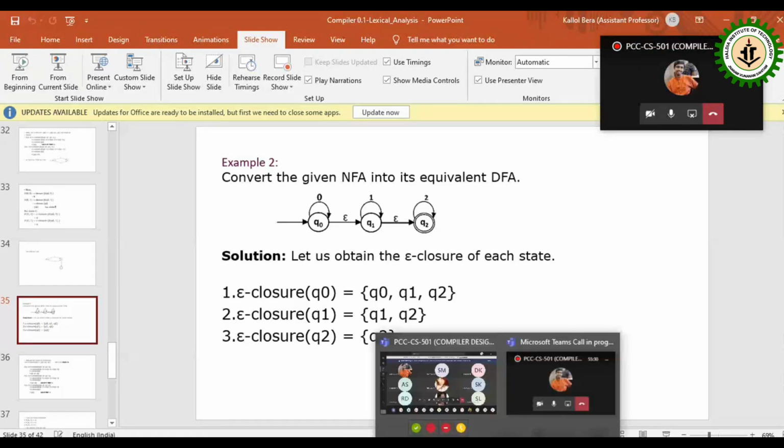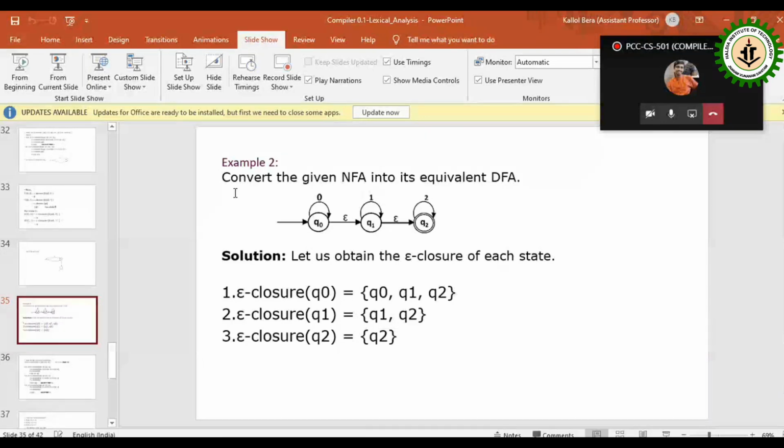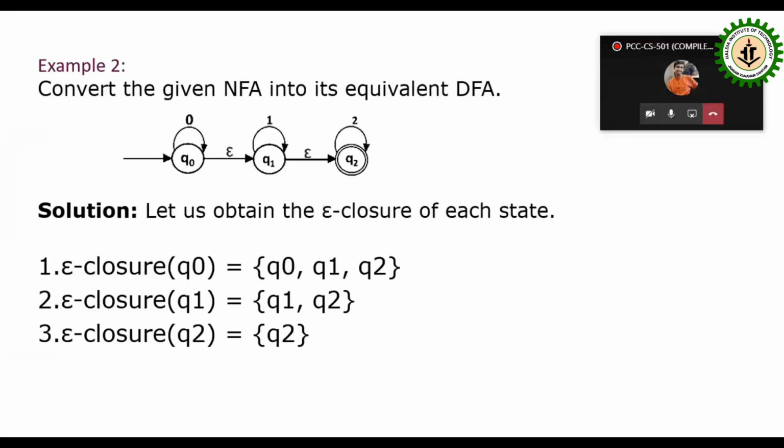Okay, you can see the second example now. Q0, Q1, Q2. Self loop is there for 0 input, self loop is there for 1 input, and here is a self loop for 2 input. You can see it, an epsilon.